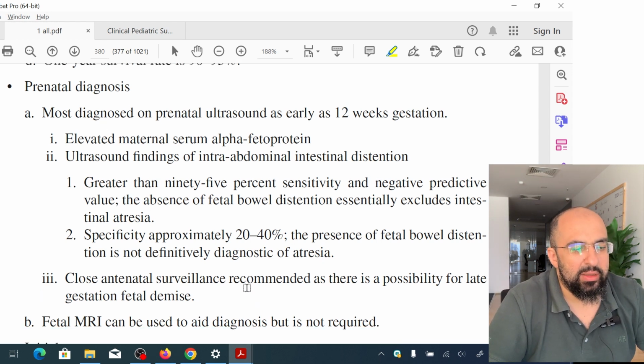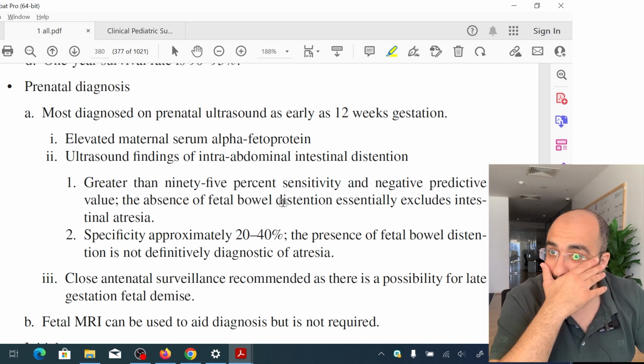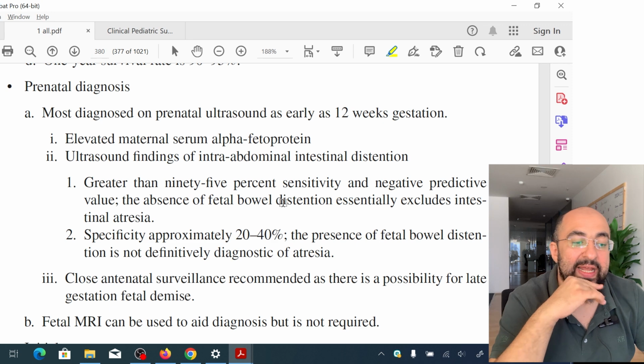the criteria: fetal MRI is not a routine step. The criteria is the ultrasound finding of intra-abdominal intestinal distension, with greater than 95% sensitivity and negative predictive value. 95% sensitivity, but only 20 to 40% specificity. The presence of fetal bowel distension is not a definitive diagnostic criterion, but if you exclude it by prenatal ultrasound, it has an accuracy of 95%.